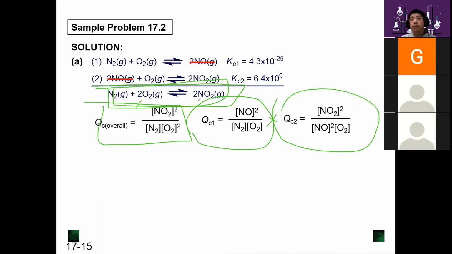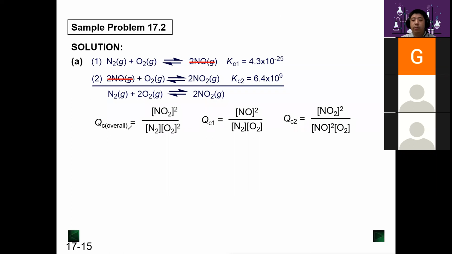If I look at Q1 and Q2 individually, now I want to put these together. If I multiply these, you can see that the NO squared and NO squared shows up on both sides. So I can cross those out. And then all I have is whatever's left over on this side. So either method gets you the same answer. Does that make sense?